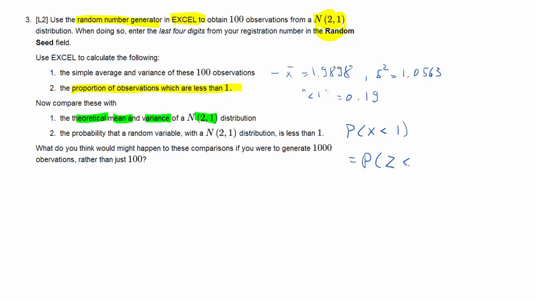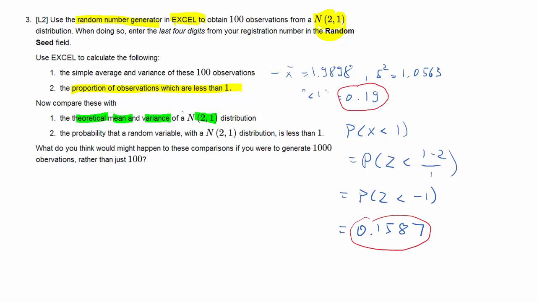What's the probability that we get values of x that are smaller than 1? Using our known theoretical distribution, we need to transfer that into the Z world. That's 1 minus the mean of 2, divided by the standard deviation of 1. So that's the same as the probability that Z is smaller than -1. This we can read off a standard normal table. I'm not going to do that here. I assume you know how to read probabilities off the standard normal table. It's 0.1587, so approximately 16%, and we got 19%. Right, so it's not way off, but it's a little bit off: 16% compared to 19% in our sample.